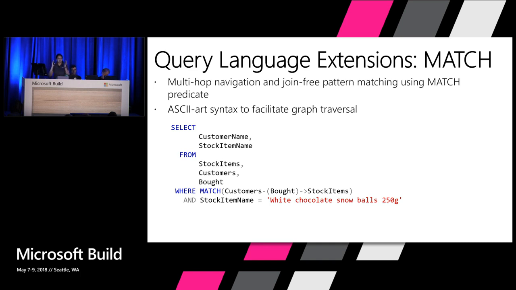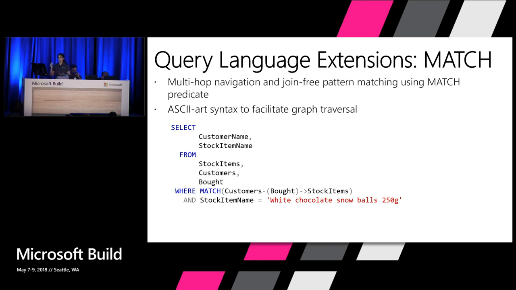And anything that appears in the parenthesis in the match is your edge table. So you are going from a node to another node via an edge. And you always go from one node to another node via an edge. You cannot directly go from a node to another node.